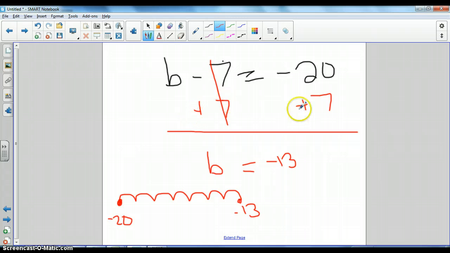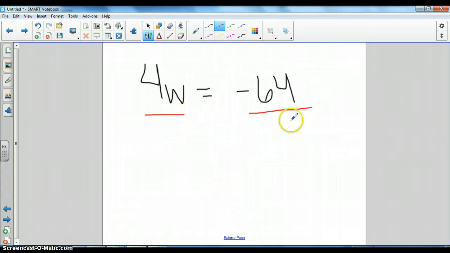Where here we did 2 addition signs, we're going to do 2 division signs. And we're going to divide by whatever is touching your letter. So we're going to divide both sides by 4. Okay, those cancel out. 4 divided by 4 is just 1, so we're just left with W. And negative 64 divided by 4 is negative 16.